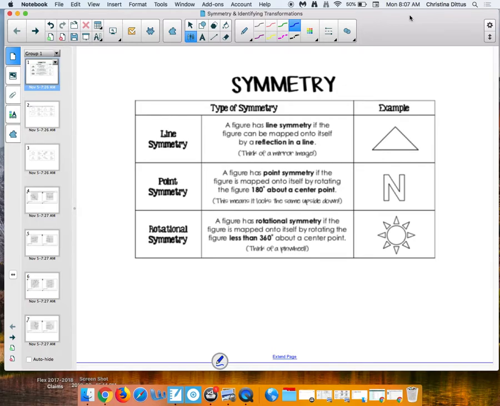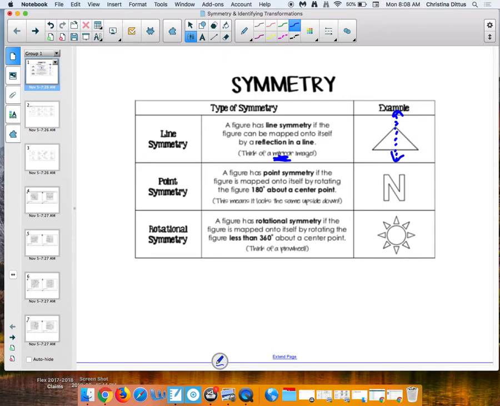It's like a mirror, okay? Thinking about this little triangle here, where do you think I could draw a line? In the middle. This right here is line symmetry. If I fold it on that line, it'll match up onto itself.